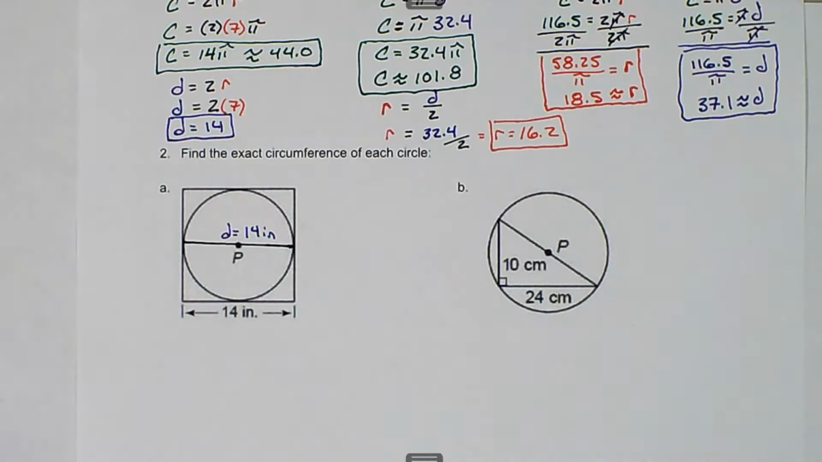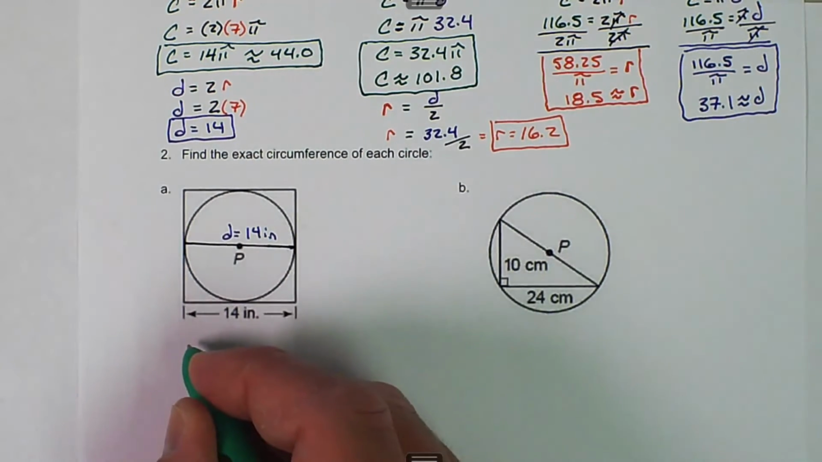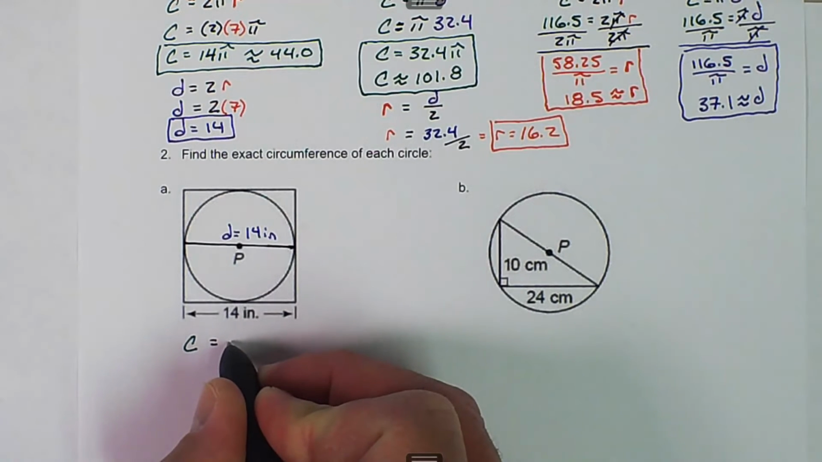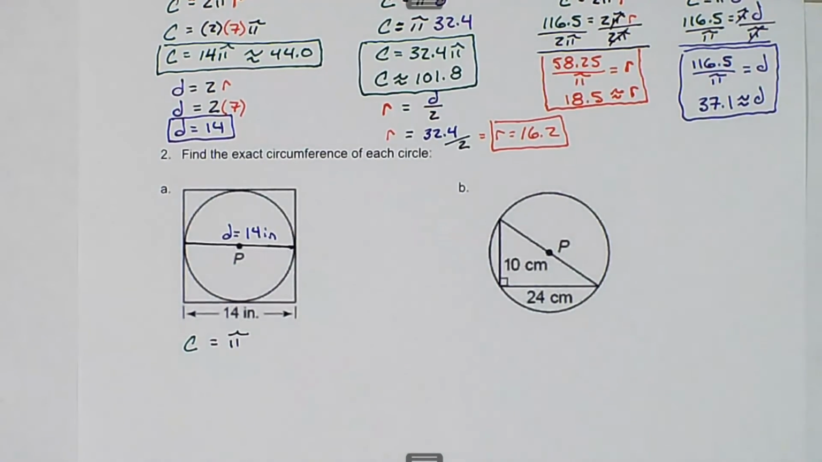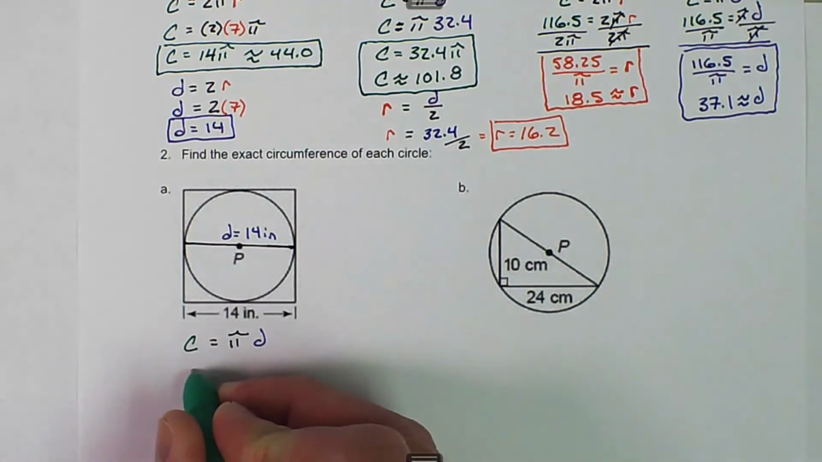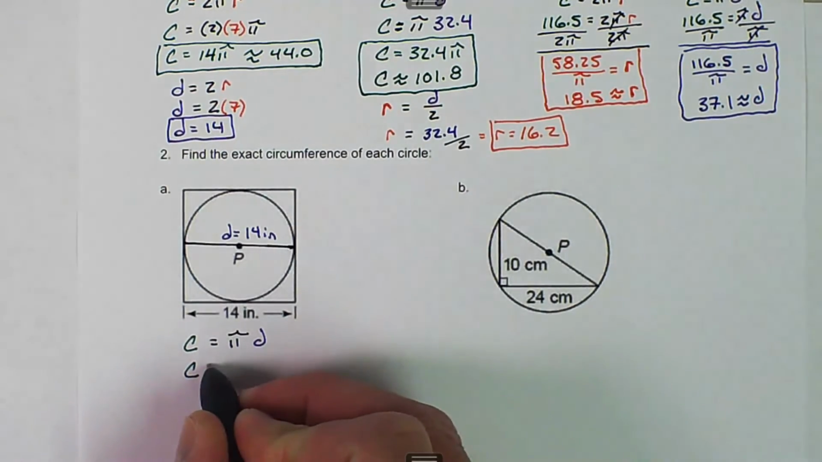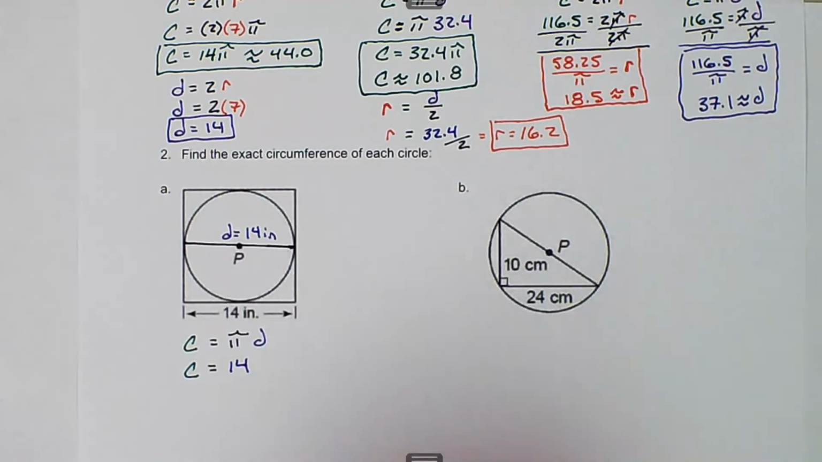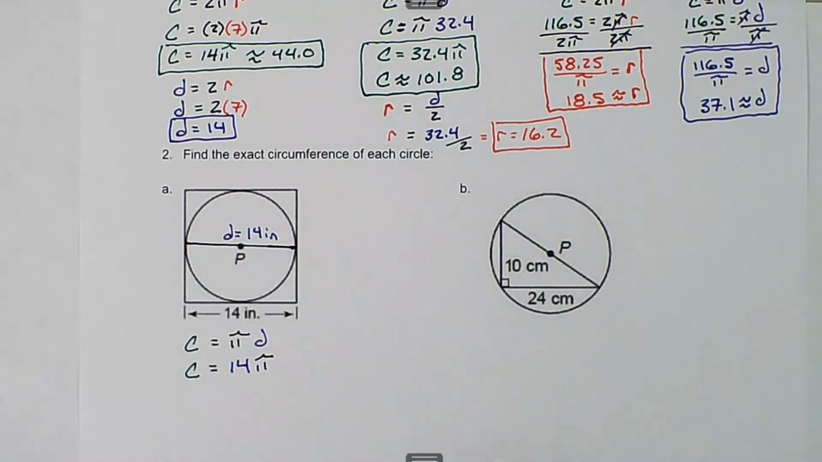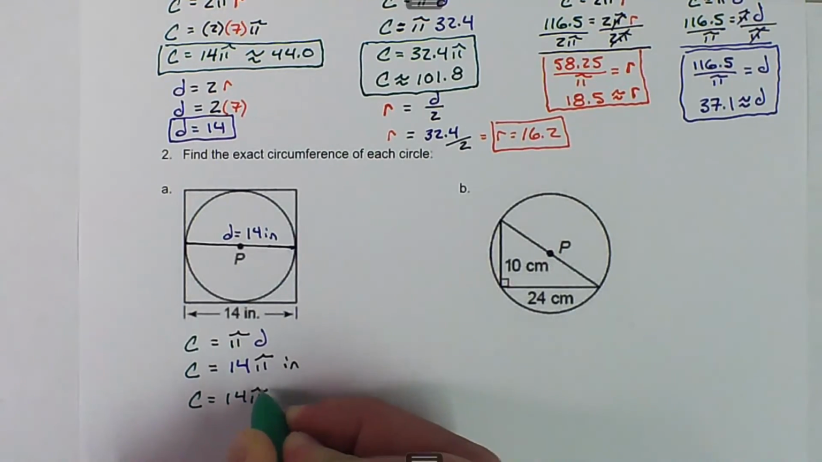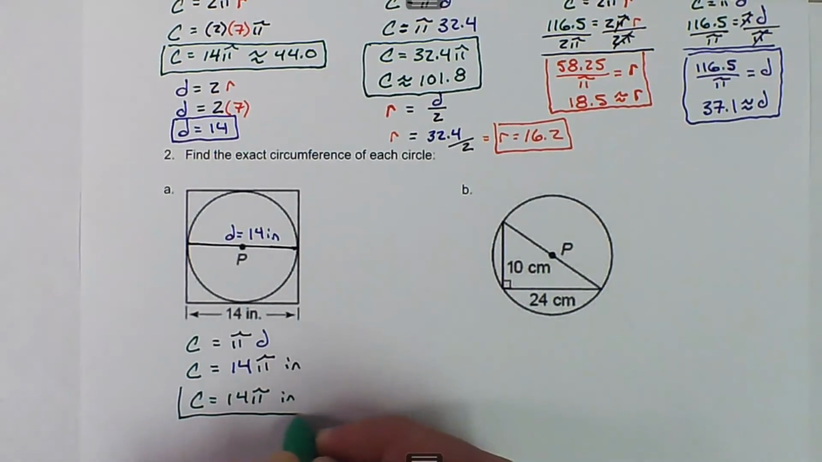We can use our circumference equation, and we know that C is equal to pi times d. So we can substitute in the values that we know, and circumference is equal to the diameter in this case is going to be 14, and we still have pi, and the units on that are inches. So our final answer for this one is C equals 14 pi inches. That's the exact answer.